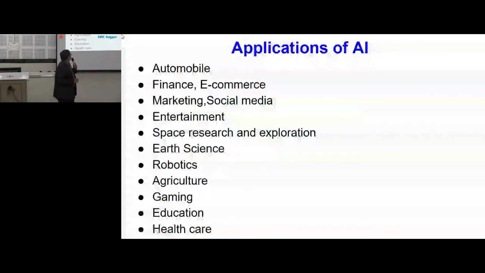So application of AI in a lot of sectors is there. I have named the sectors basically: automobile, finance, e-commerce, marketing, social media, entertainment, space research, earth sciences, robotics. Almost everywhere it is being used. Education, gaming, healthcare. These are all the sectors.